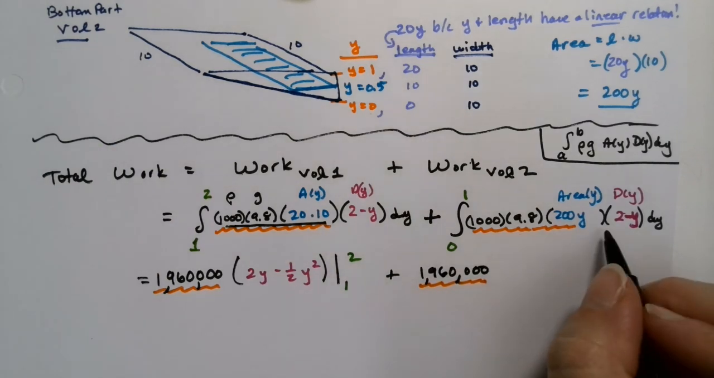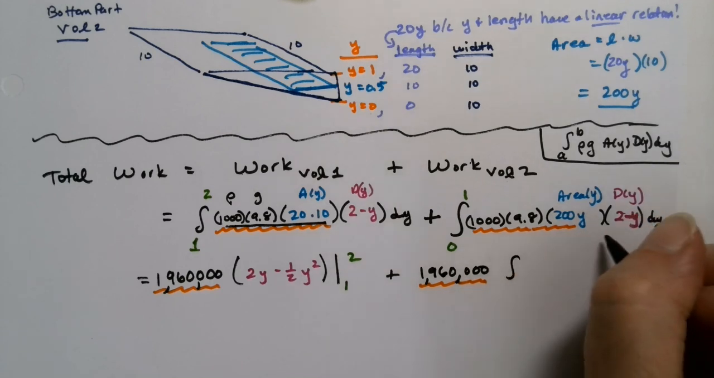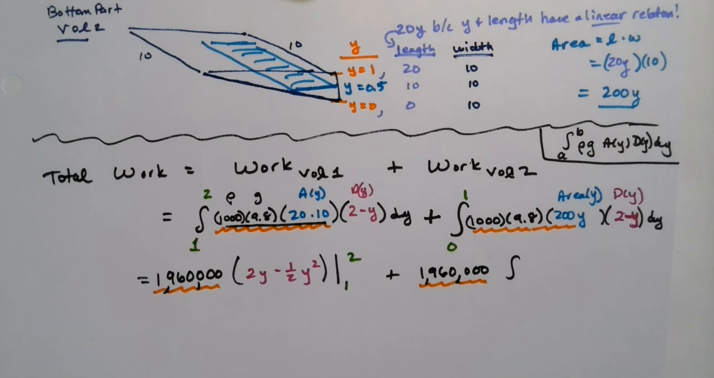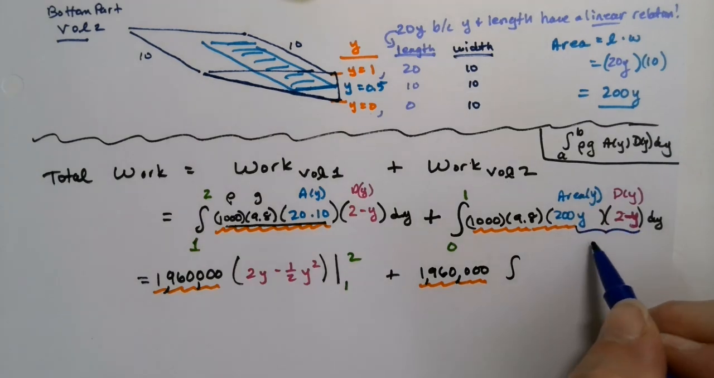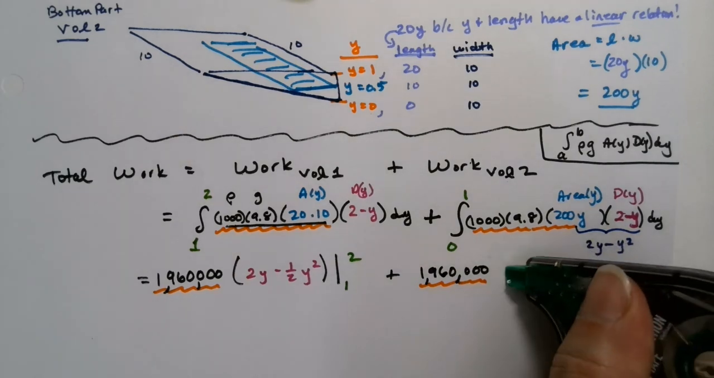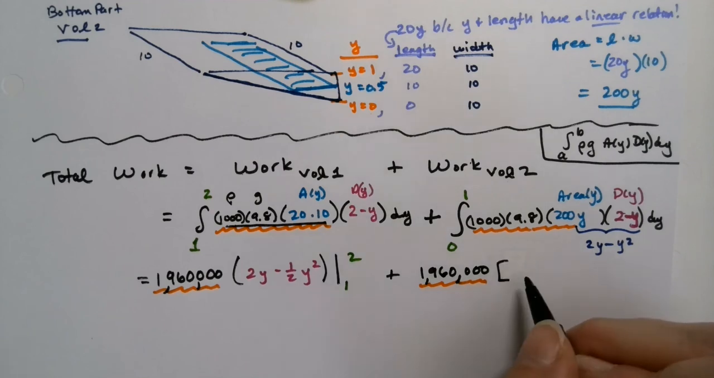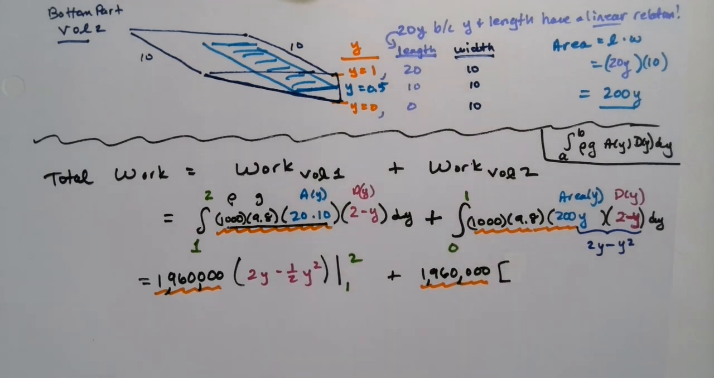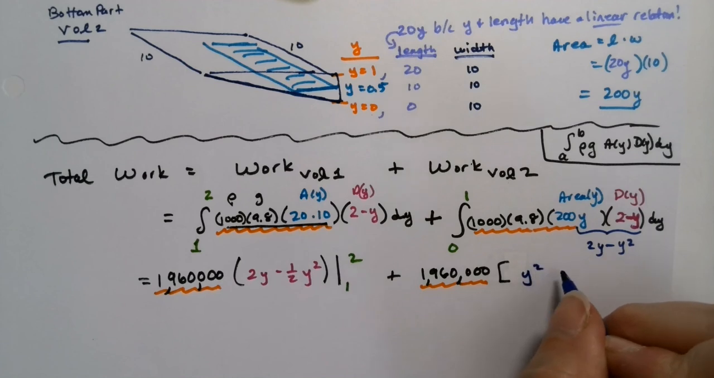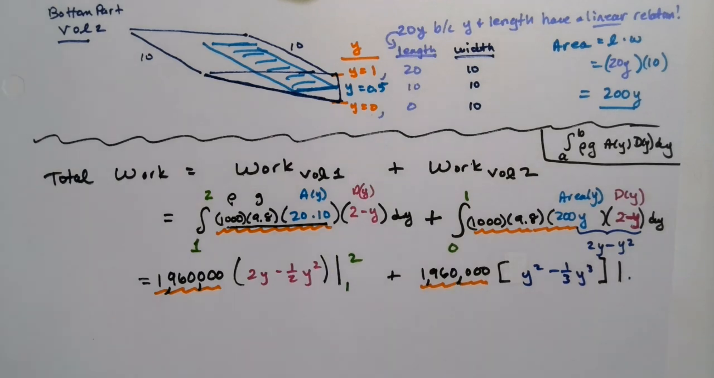And then we're going to integrate. Actually, let me just do it right here. These two pieces together make 2y minus y squared. So I'm integrating 2y minus y squared. It'd just be easier if I can do both integrals in the same line. The integral of 2y is y squared minus 1/3 y cubed. I'm going to take that from 0 to 1.